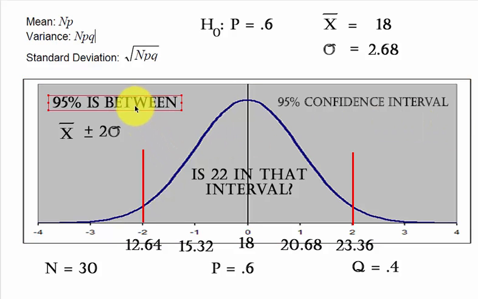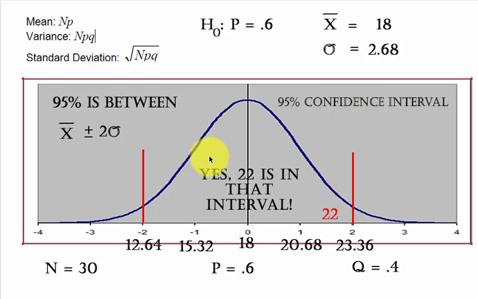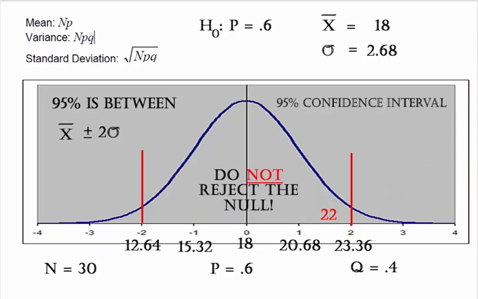Again, the 95% confidence interval states that the mean will fall between these two values. So where does 22 fit in here? It fits right there, between 20.68 and 23.36. So it is within the range. It is in the okay zone. Therefore, since 22 is in the confidence interval, you cannot reject the null. I'll say that again: because 22 is within the confidence interval, you cannot reject the null. So that's it. Hope this helps. MGZ, out.